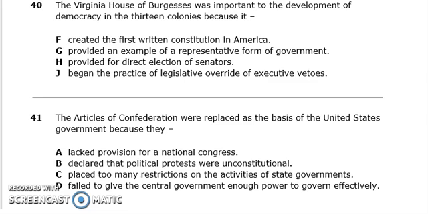41. The Articles of Confederation were replaced as the basis of the United States government because they A. lacked provision for a national Congress. B. declared that political protests were unconstitutional. C. placed too many restrictions on the activities of state governments. D. failed to give the central government enough power to govern effectively.